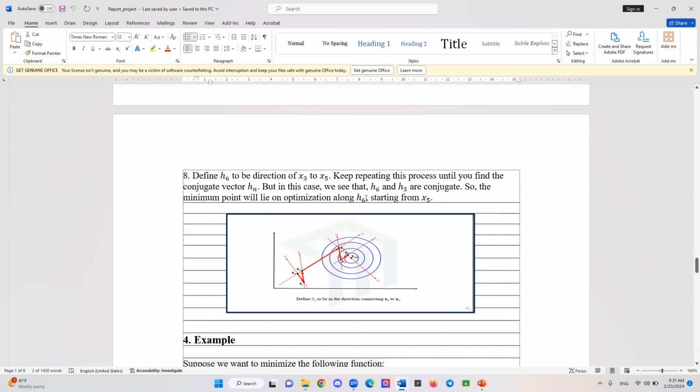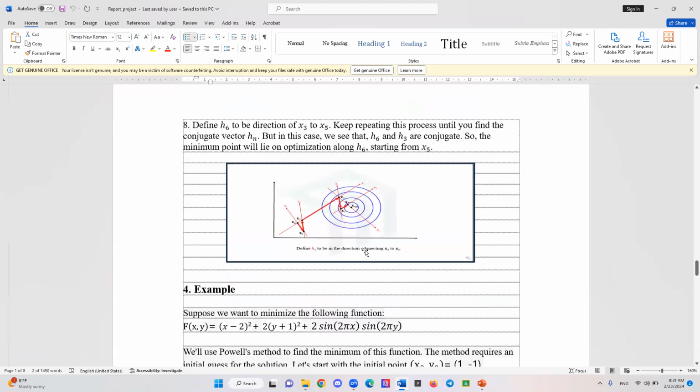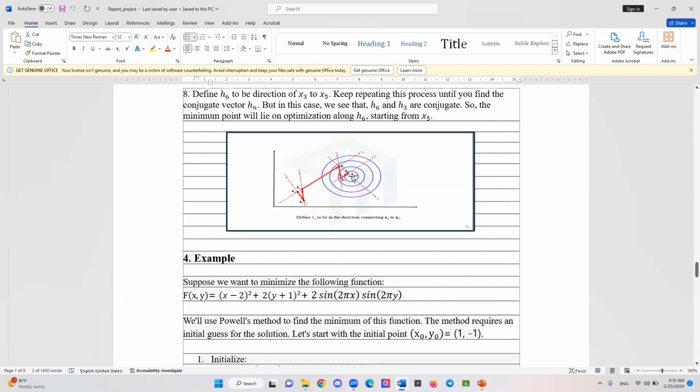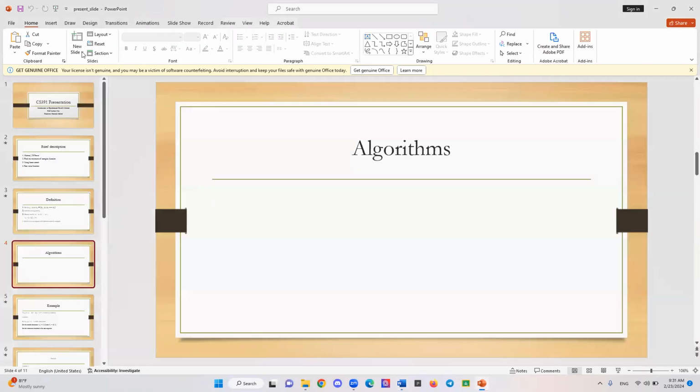But in this case, we see that h6 and h3 are conjugate, so the minimum point will lie on the optimization along h6 starting from x1. Now let's move back to the slide.